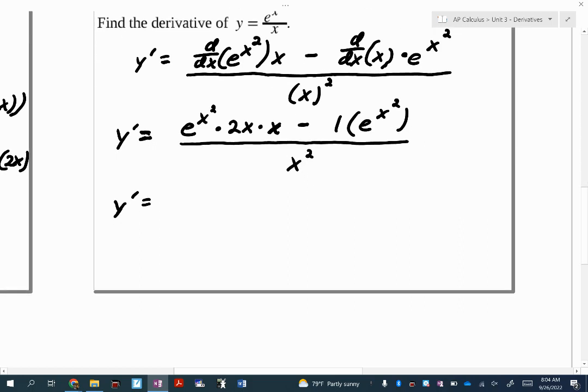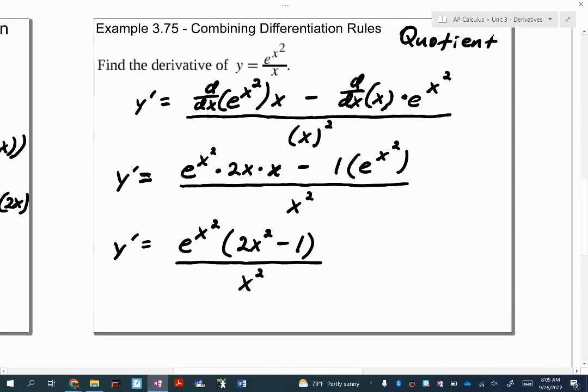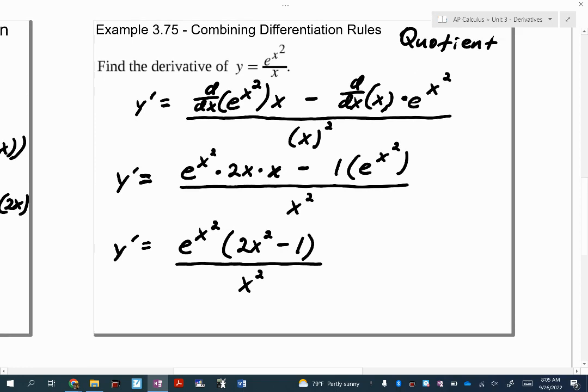You'll notice that in the numerator, I actually have e to the power of x squared, which is a common factor in both of those. So I'm just going to factor it out to make it look a little nicer. All right, times, then I'm going to multiply these 2x and x to get 2x squared, and then minus 1, all over x squared. So that's it for the derivative of this rational function using that quotient rule.